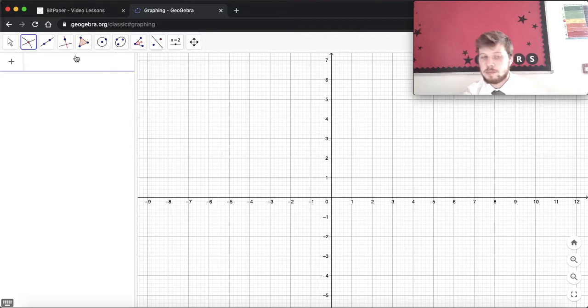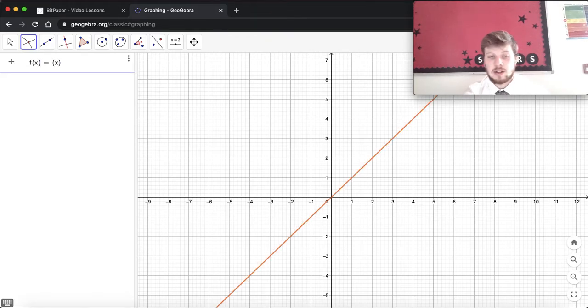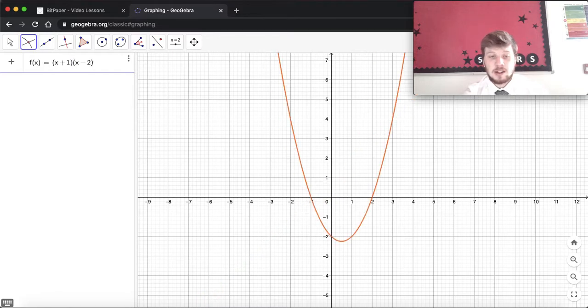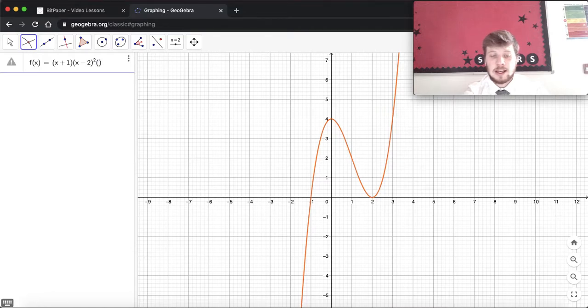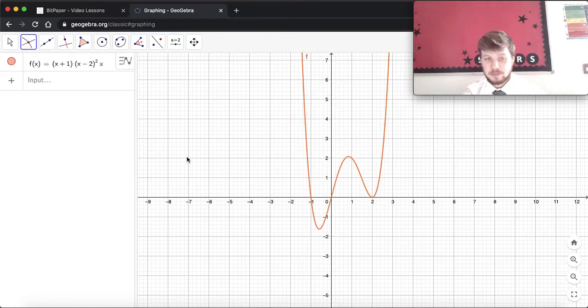And then I'd like you to just put in a function. It doesn't have to be the same function as me, but I'm just going to use f of x equals x plus 1, x minus 2, and I'm going to square this function, and then I'm going to again multiply this by x.